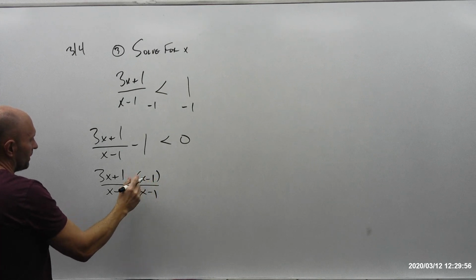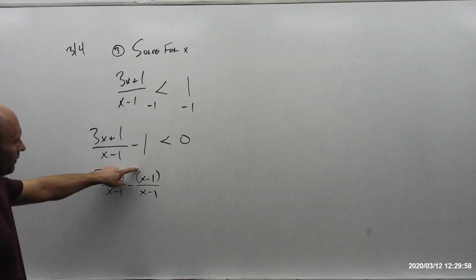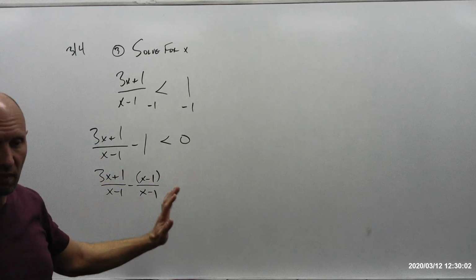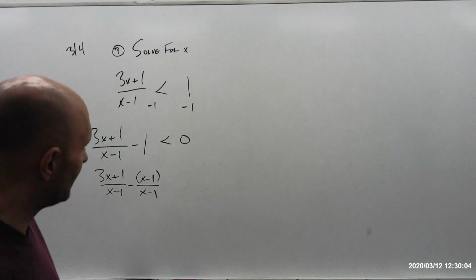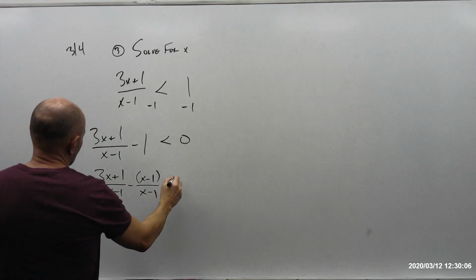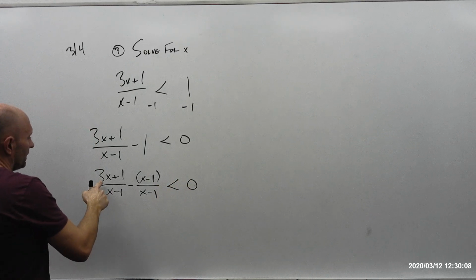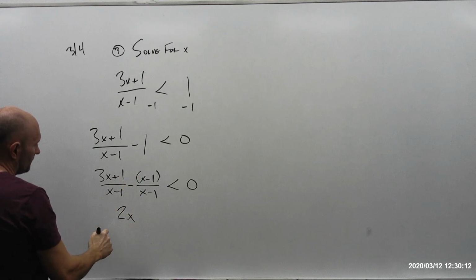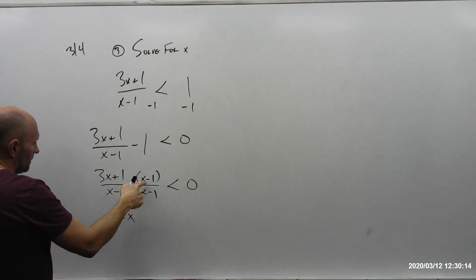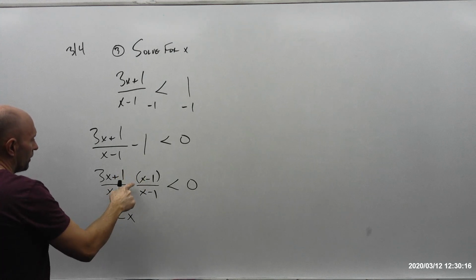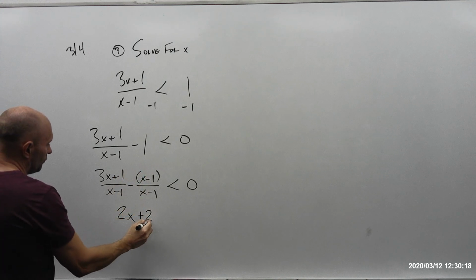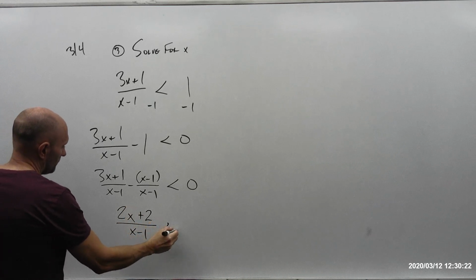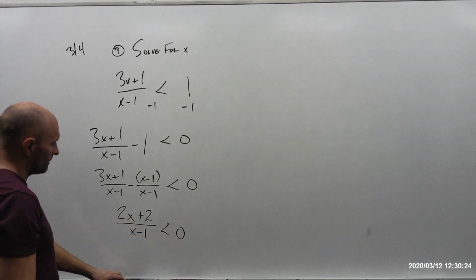So I'm going to put x minus 1 in numerator and denominator. And I'm going to put this in parentheses so that when I subtract it, I know to distribute that negative sign. This is all less than 0. So I get what? 3x minus 1x, that's 2x. And then 1 minus a negative 1 is 1 plus 1, which is 2, all over x minus 1 is less than 0.